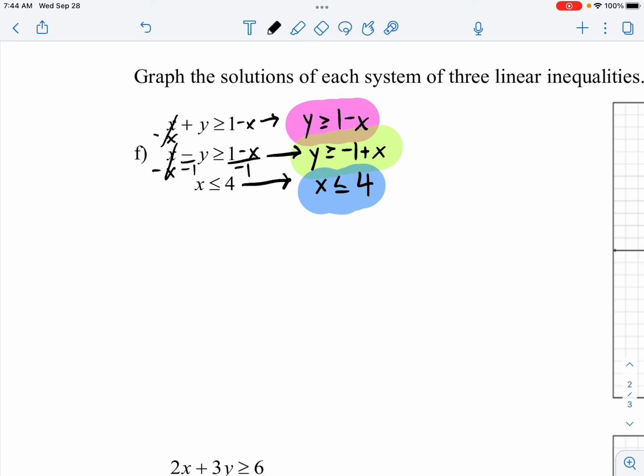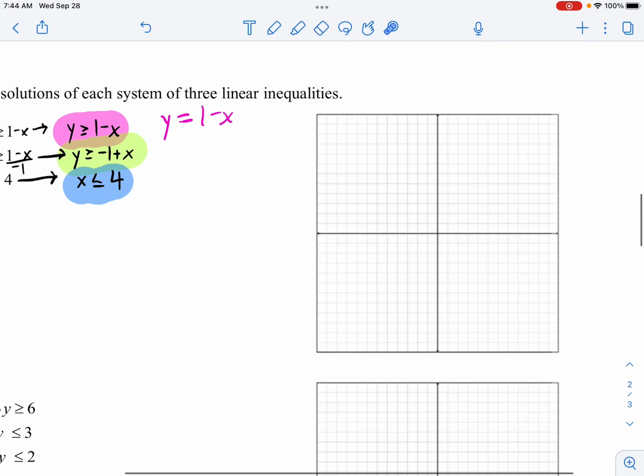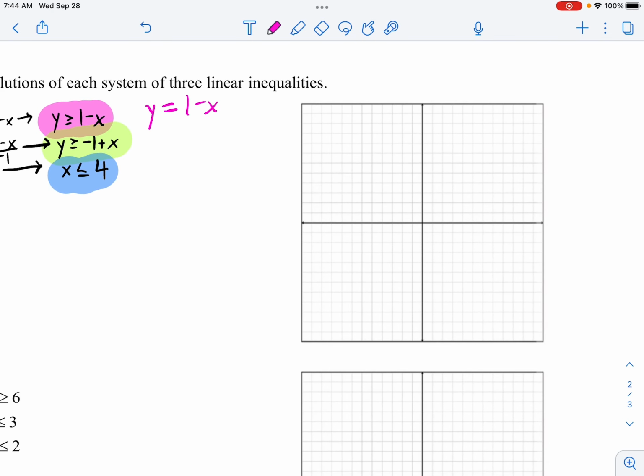All right, so this top inequality, I'm going to graph just as if it were the line y equals 1 minus x. And again, I'm going to use a solid line because I have y is greater than or equal to 1 minus x. So graph the y-intercept of +1. Slope is -1. That's kind of trippy. All right, that's good enough. There we go.